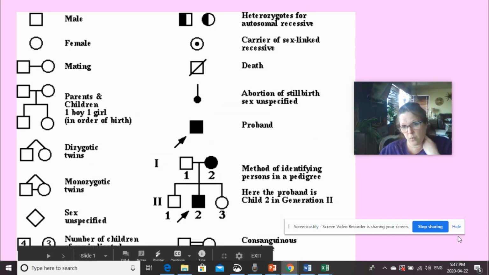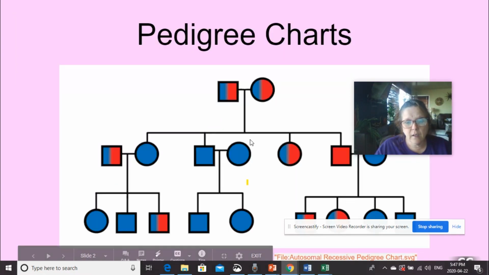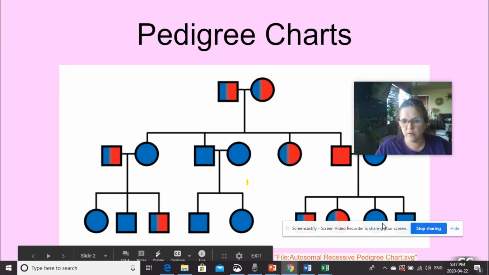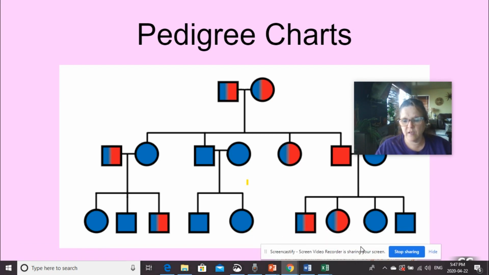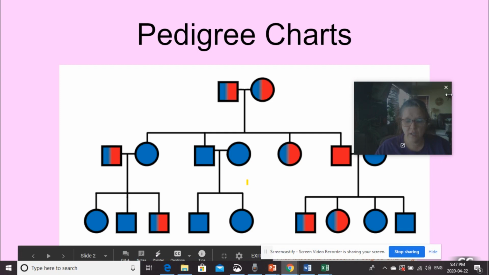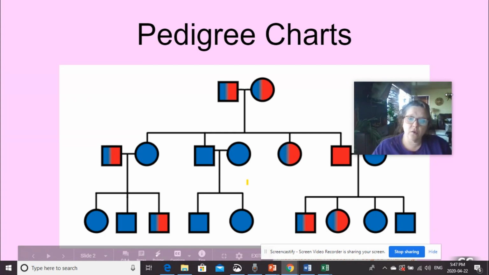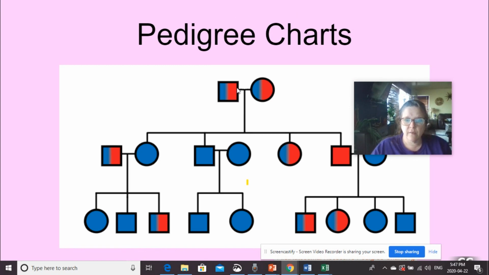So that happens. And then here's an example of an actual pedigree. This would be for a recessive condition where we don't have any information written in. So we can see that these two people were married. They're both heterozygote. So both of them are healthy, but they're carrying a recessive allele.